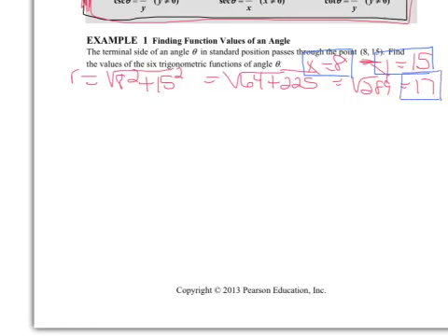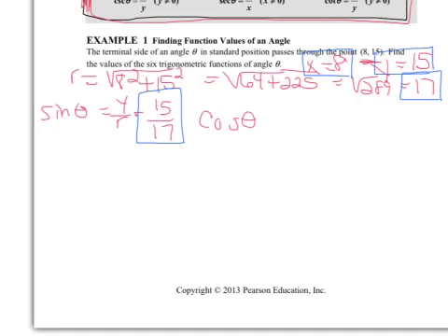So we can go back to those 6 trigonometric functions and plug those values in. We know that sine of theta equals y over r, and we know our y value is 15 and our r value is 17. So the sine of theta is 15 over 17. The next function is the cosine of theta, which is x over r. Our value of x is 8 and our value of r is 17. So the cosine of theta is 8 over 17.